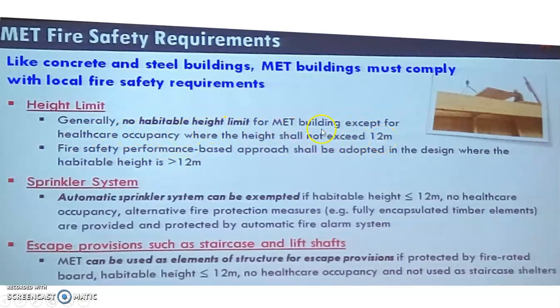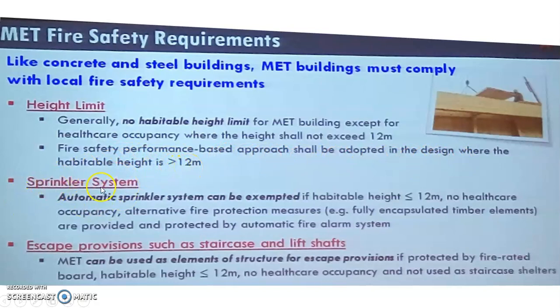One of the reasons for this restriction is that for healthcare occupancy, if there is going to be a fire incident, it will take a longer time for the patients to be evacuated. So that's why the authorities do not want the building to be too high. So 12 meters is probably around three stories, that sort of thing. The fire safety performance-based approach shall be adopted in the design where the habitable height is greater than 12 meters.